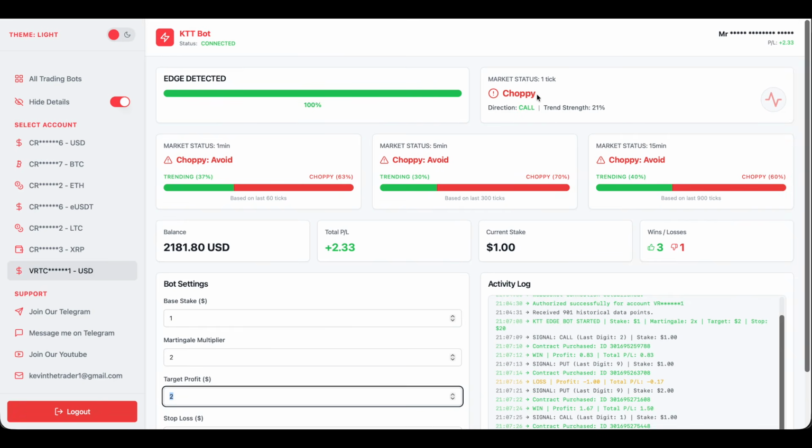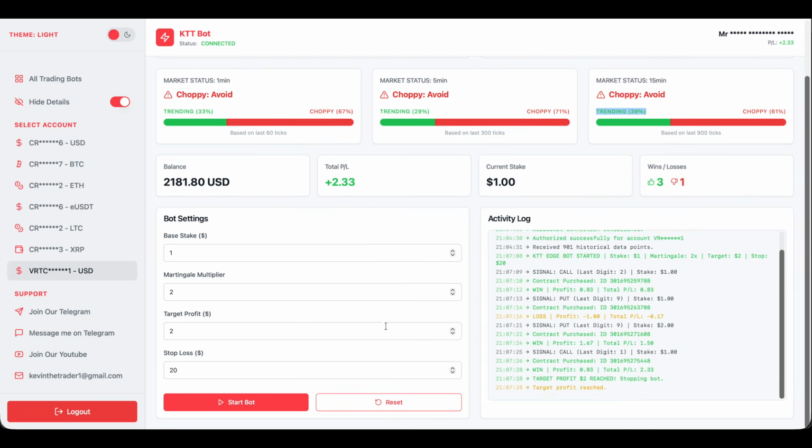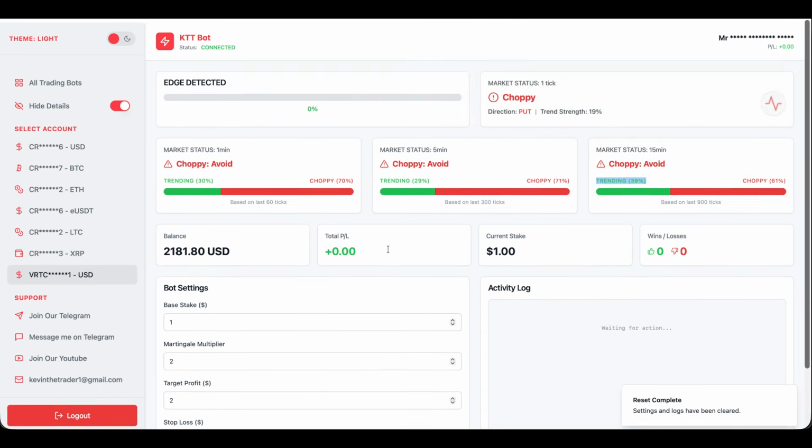But if the market here is trending, and the trending here is above 30%, as it is, and here is 40%, then that is when we can take our trade. So as you can see, here is trending, and here is above 30%. We can activate the bot. Let me just reset this, and you see what I mean.